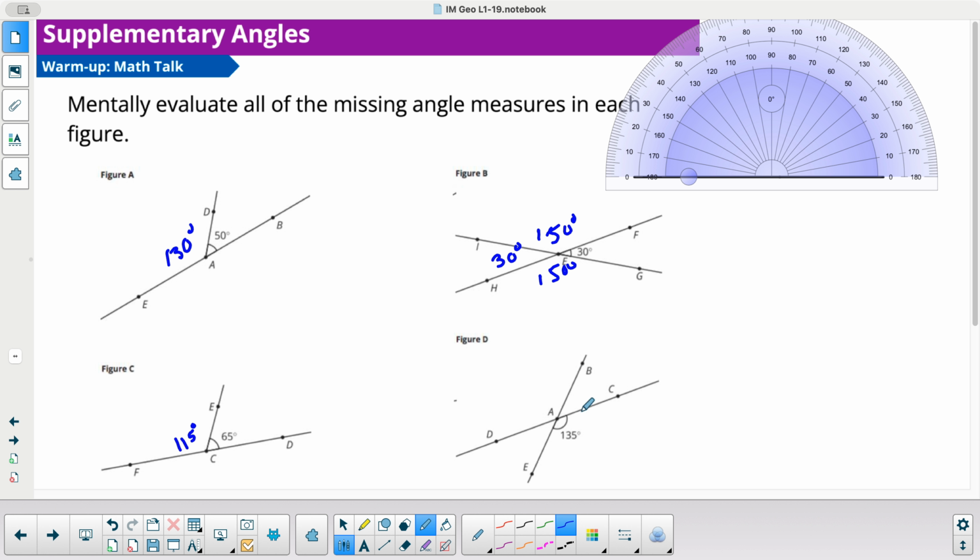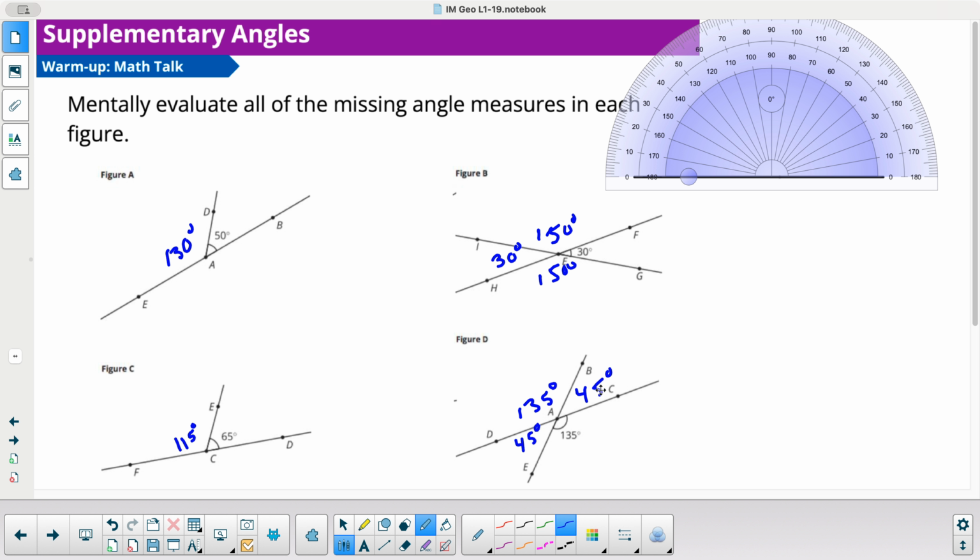Angle BAC, 180 minus 135 is 45. 180 minus 45 for angle DAB is 135. And angle DAE would be 180 minus 135 gives me 45.